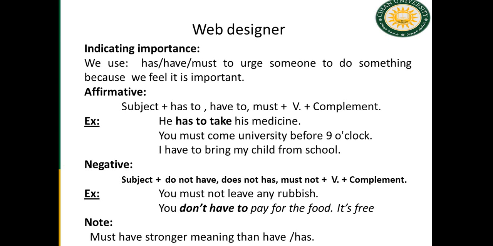Now let's go for grammar. As I mentioned, we are going to go for 2 grammar topics today. The first one is indicating importance. So we use have to, or has to, or must to indicate something very important. You do need to do it.